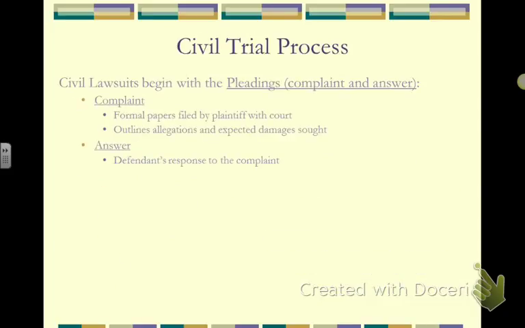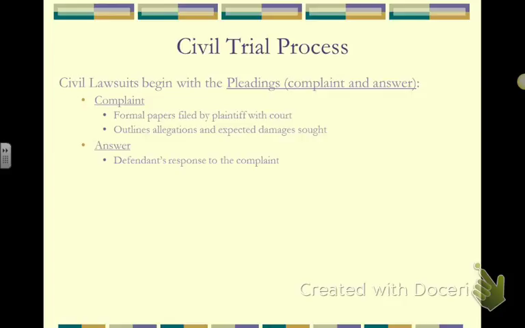So let's say we couldn't get satisfaction using ADR. They wouldn't agree to arbitration. We go to trial. When we go to trial, we start a civil trial with one thing combined with two parts: the pleadings. And the pleadings are comprised of the complaint and the answer. The complaint outlines what it is that the plaintiff wants. What's the problem, and what does the plaintiff want as a result of the problem? The defense answers that complaint.